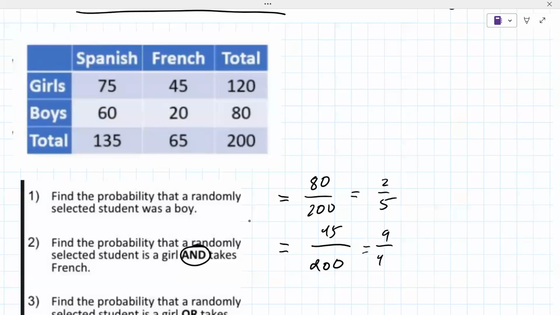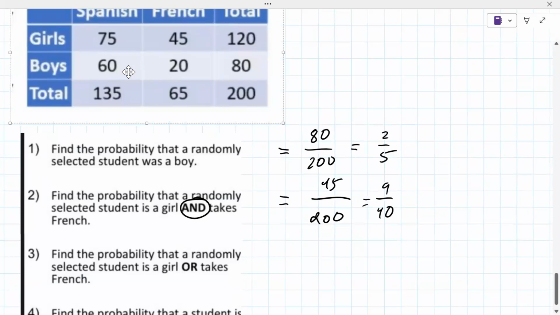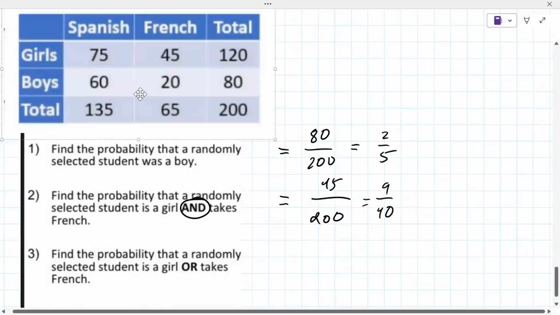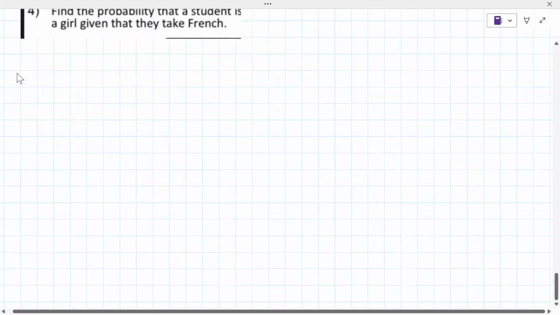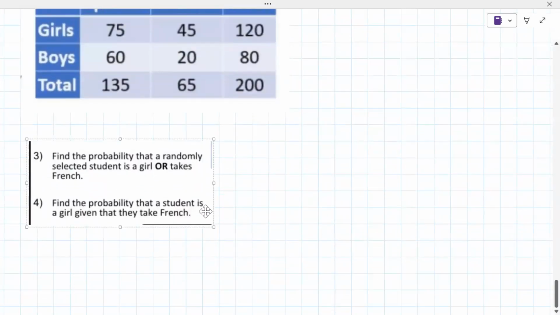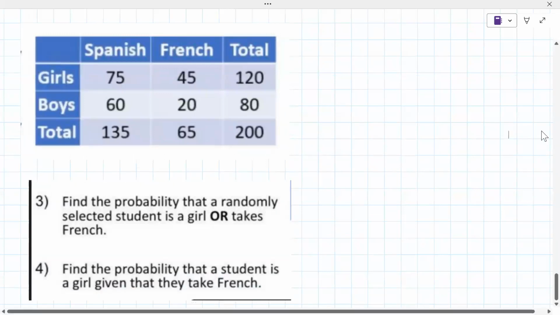Okay. All right. So now let me bring this up. That's not going to work either. All right. Let's do this. And we'll look at the last two. All right, here we go.